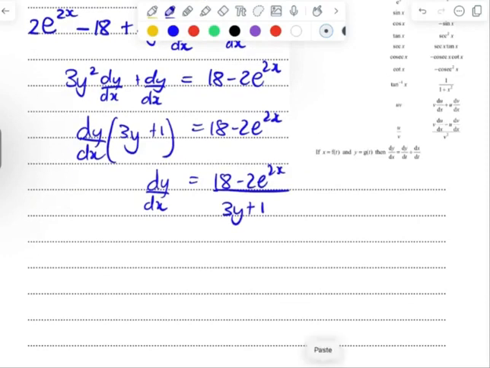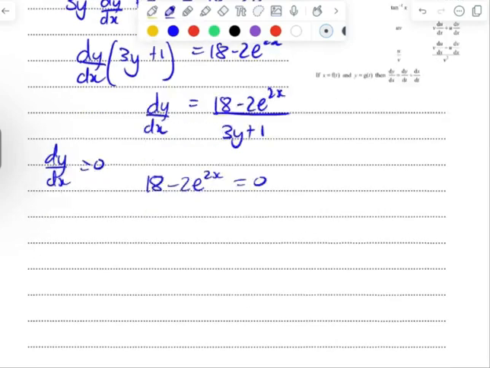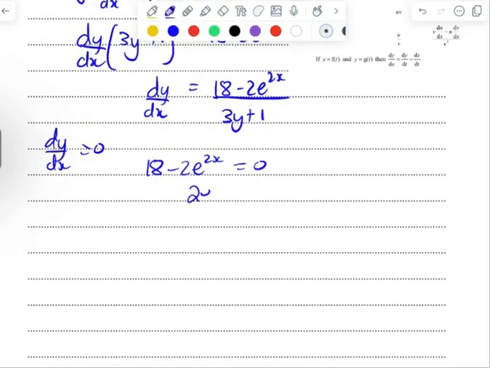And now I know dy/dx is equal to 0 at a stationary point. So in other words, 18 minus 2e to the 2x is equal to 0. My denominator is never going to be 0, or if I want, I could write it, but as soon as I multiply it to the other side, it falls away. So I'm just going to leave it. So I know 2e to the 2x is equal to 18.